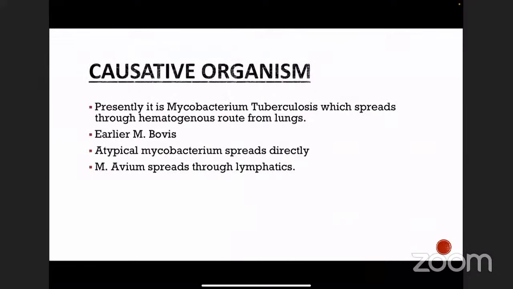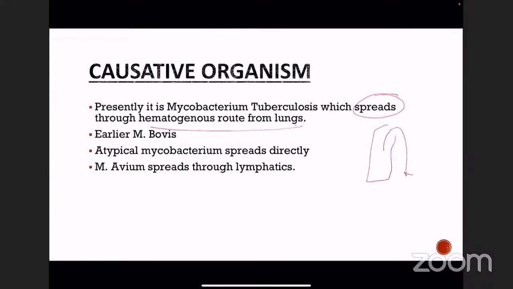So what is the causative organism? What is the culprit causing abdominal tuberculosis? As we all know, Mycobacterium tuberculosis, the single name we all must know, is presently the causative organism for abdominal tuberculosis, which spreads through the hematogenous route from the lungs. Suppose one person has lung TB, the infection passes through the lung vasculature, travels through the body, goes to the intestine and invades it. Earlier it was Mycobacterium bovis in place of Mycobacterium tuberculosis, but now patients are coming with MTB.